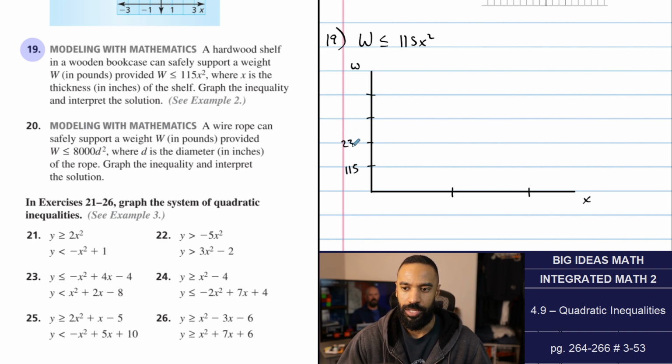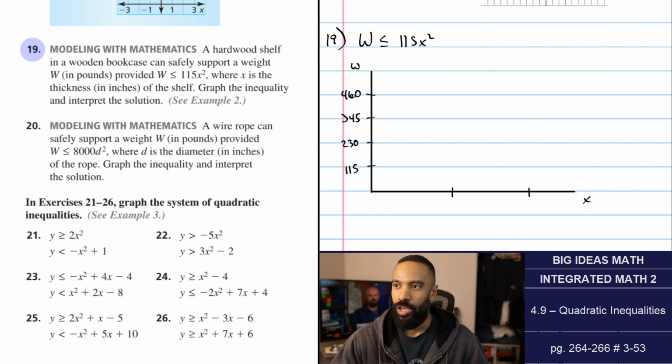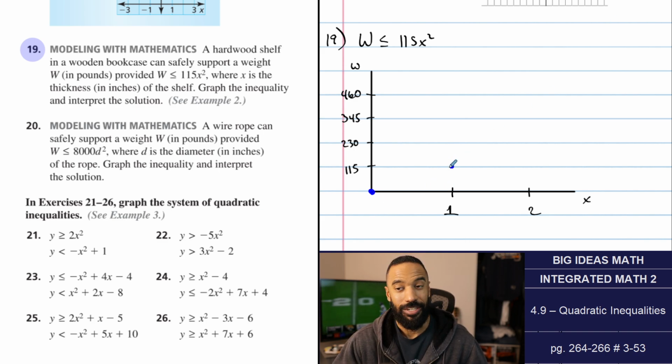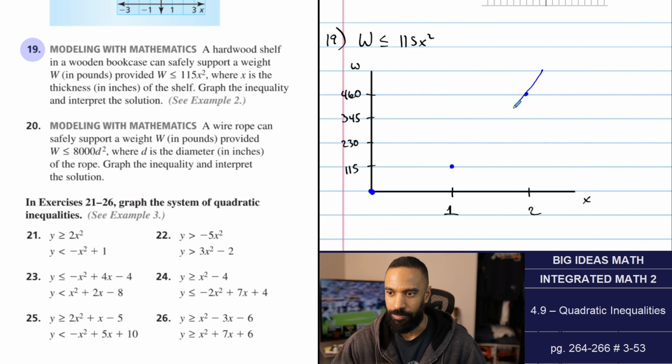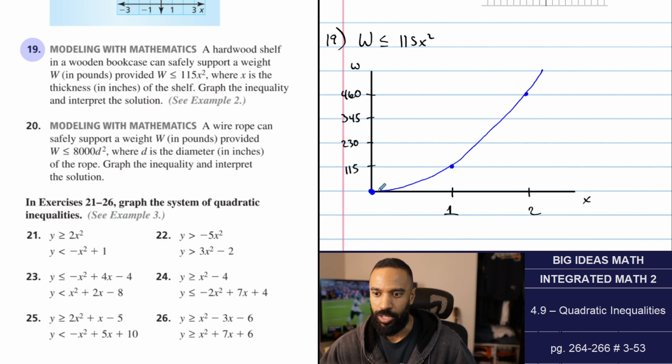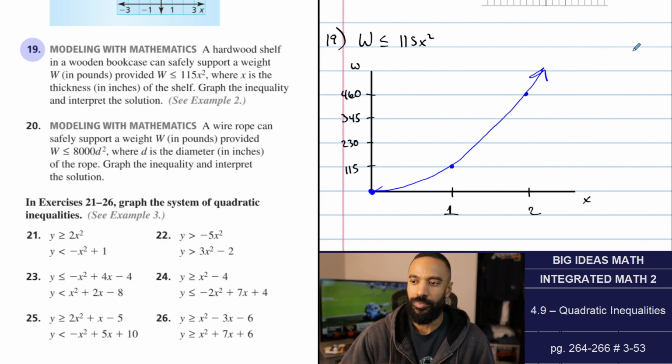What's after that? 230? Hold on. 345, and 460. Okay. So we're going to hit here. This is 1, by the way, and this is 2. Somewhere in between there are 0.5s and things like that. But here's my 1, or 115, and 2, 4, 4 times 115 like that. And the graph is just doing this. So there's my sketch. Maybe we could have used a graphing calculator, but there's sketch.